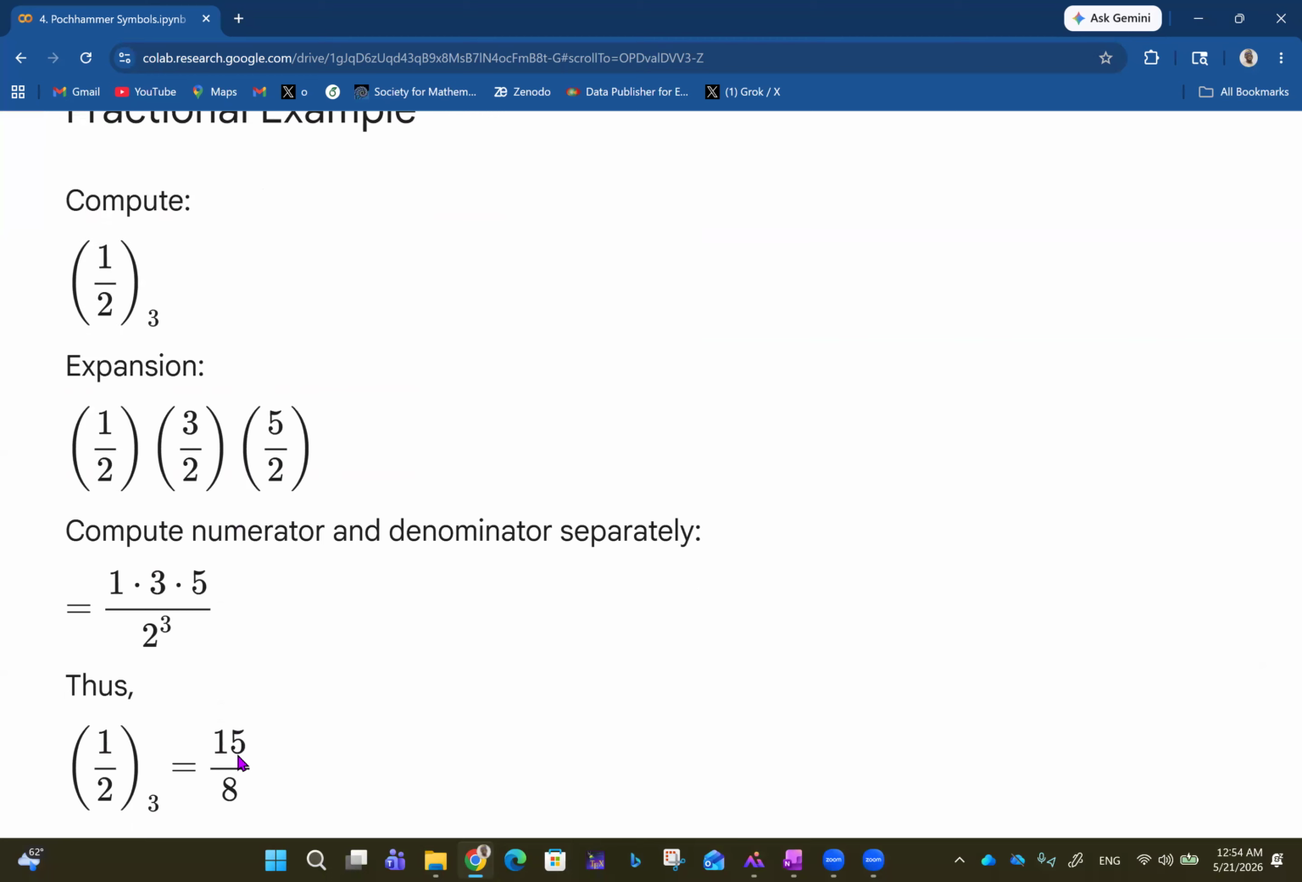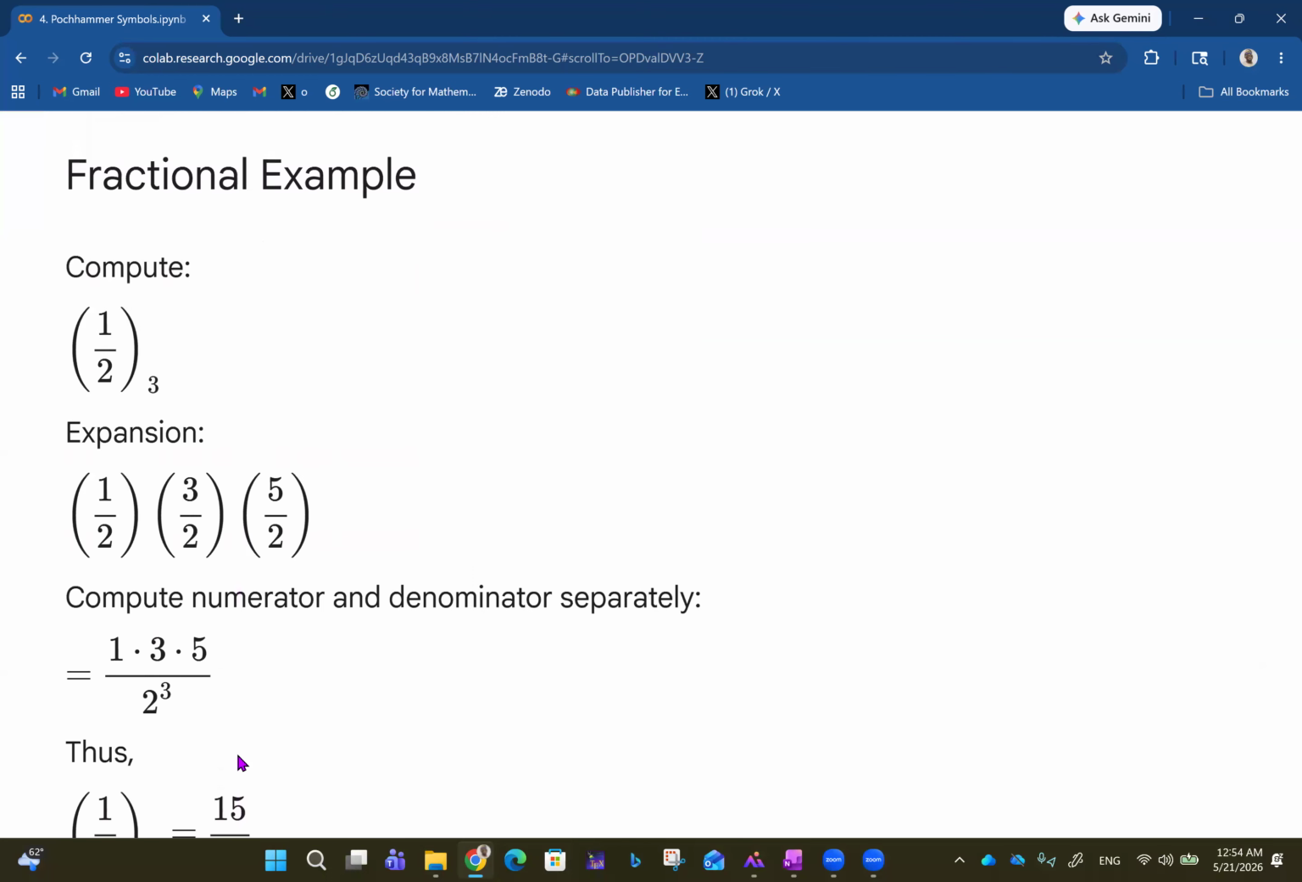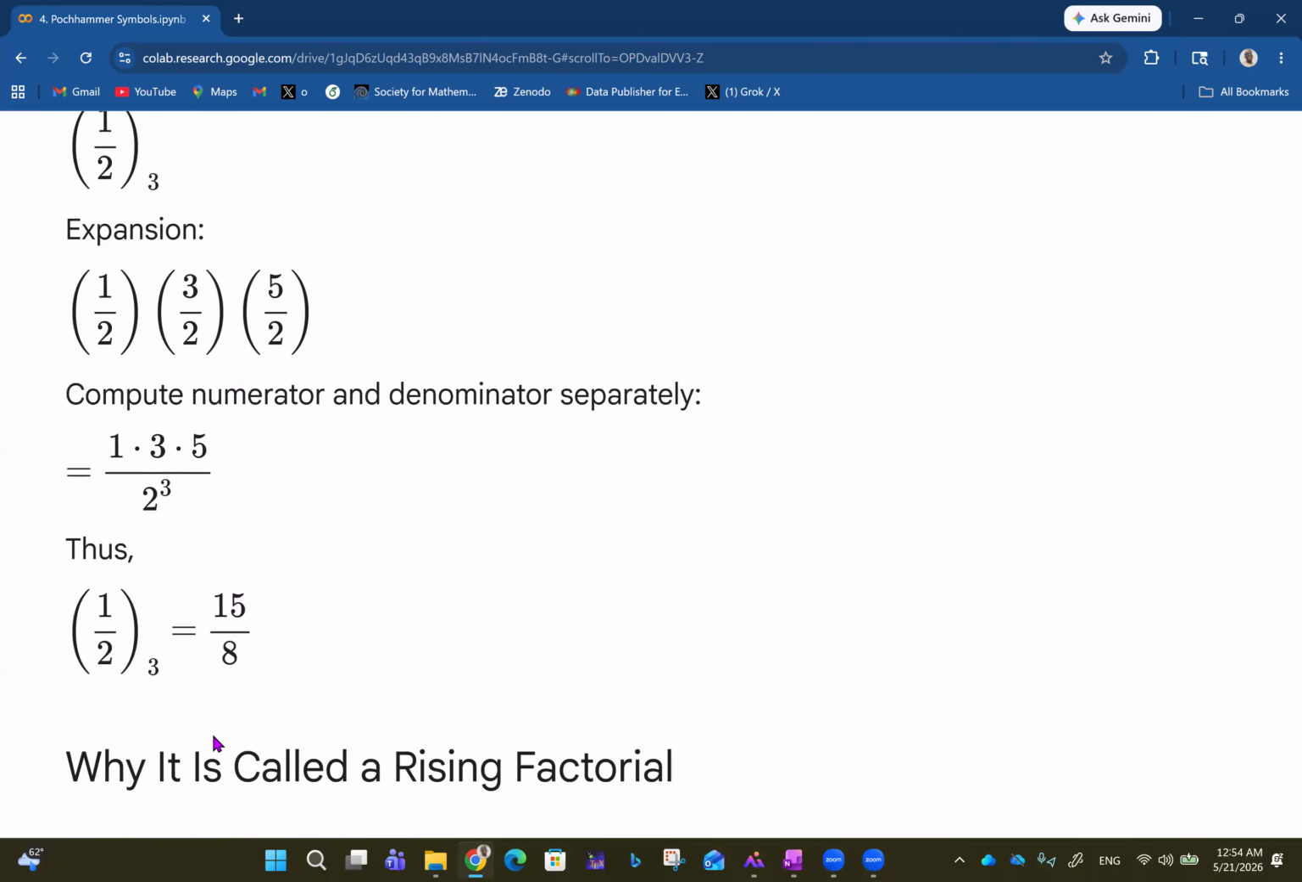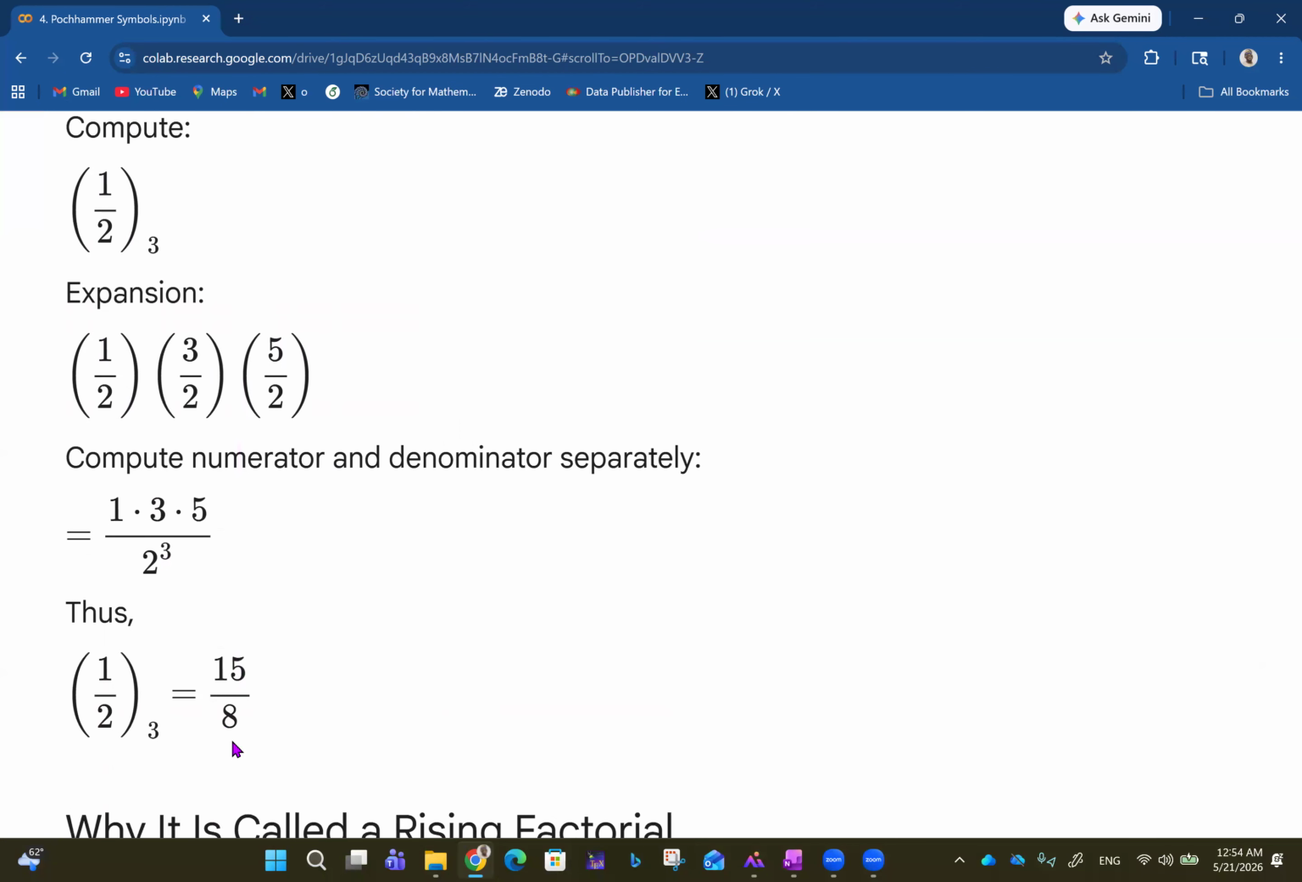Then we have the fractional example. If you have a fraction, just keep increasing it by 1. So 1 over 2 sub 3 is half multiplied by half plus 1, that's 3 over 2, multiplied by half plus 2, that's 5 over 2. Then you can multiply everything together and you have 15 over 8. Compute numerator and denominator separately: 1 times 3 times 5 is 15, all over 2 raised to 3, that's 8. So half sub 3 is 15 over 8. That's the simple idea of Pochhammer symbols.